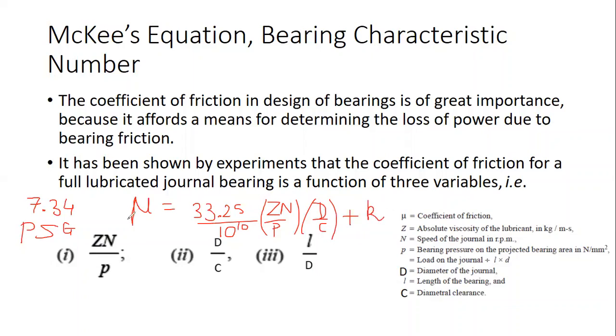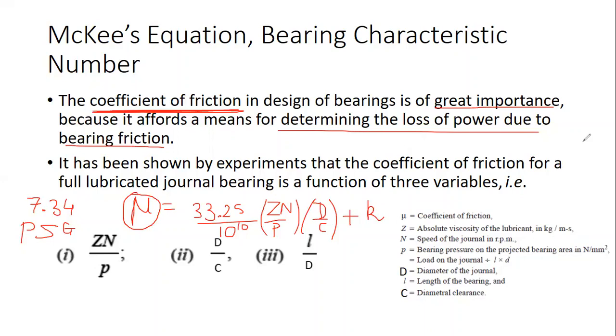And what does Mackey's equation tell us? It tells us about mu. It tells us about coefficient of friction in design of bearings. And you know, mu is very important in design of bearings because if coefficient of friction is more, there will be more power loss, right? So if the friction is less, there will be less power loss. Hence, to determine the loss of power in the bearing, you should understand how much is the coefficient of friction mu.